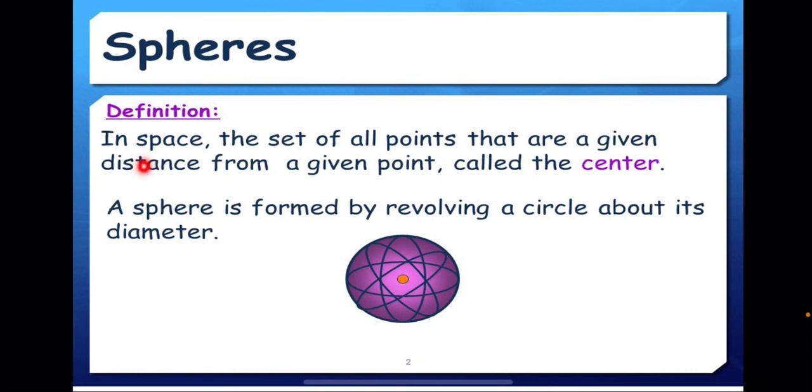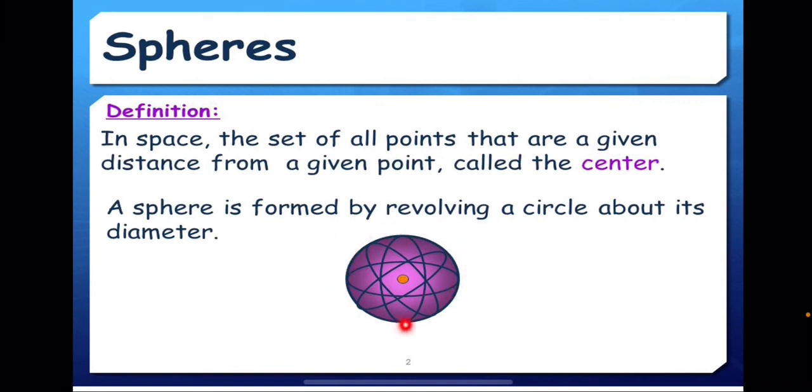Sphere. In space, the set of all points that are a given distance from a given point called the center. So this is always called the center. The center is this. A sphere is formed by revolving a circle about its diameter. So it has only one curved face and no vertex and no edges.